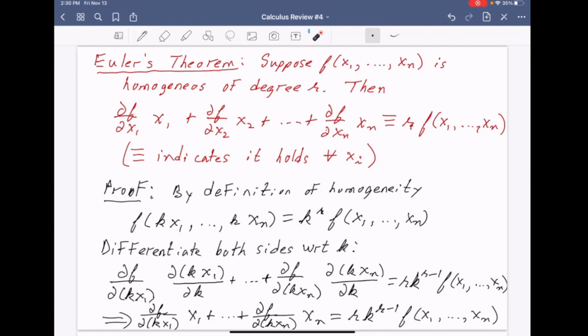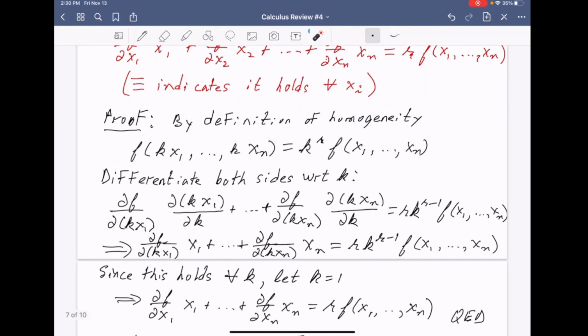And this triple equality, if you like, indicates that it holds for all xi. Now we want to prove that, and we do so by the definition of homogeneity. So f, if each of the inputs into f is multiplied by k, we get k to the r times f, where r is the degree of homogeneity, and f again is the original function.